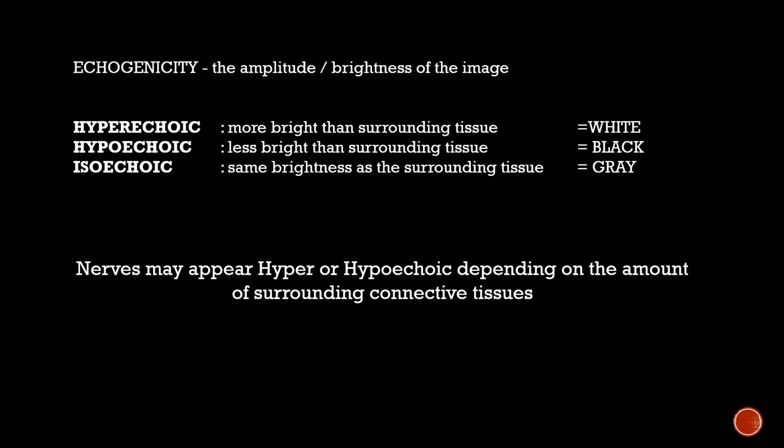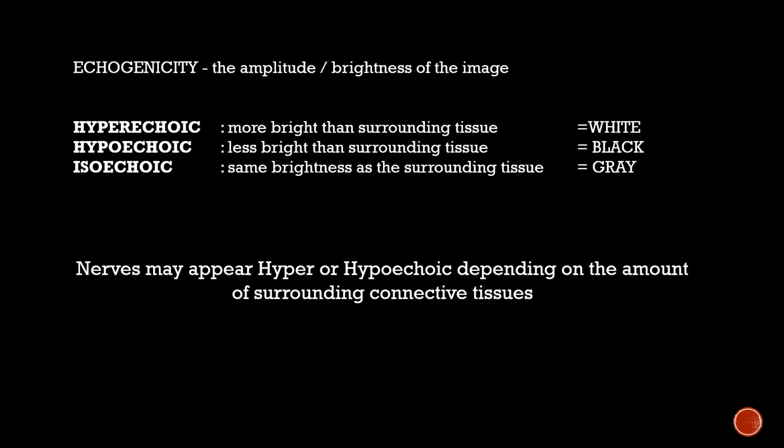Echogenicity is the amplitude and the brightness of the image. We call structures hyperechoic if it is more bright than the surrounding tissues and they appear white. Hypoechoic structures are structures which are less bright than the surrounding tissues and they appear black. Isoechoic structures have the same brightness as the surrounding tissues and they can appear gray.